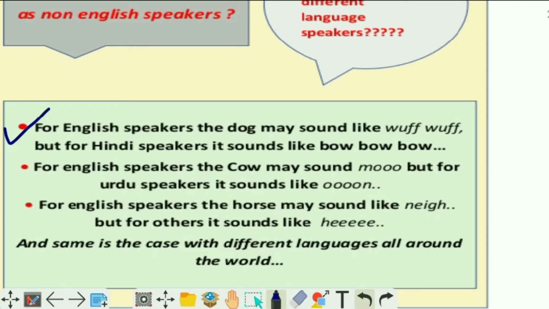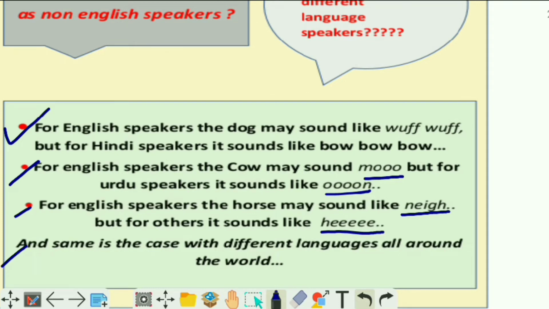In the same way, for English speakers, the cow may sound like moo, like this, but for Urdu speakers, it sounds like this. It means different language speakers perceive animal speech sounds differently. For English speakers, the horse may sound like neigh, but for others, it sounds different. And the same is the case with different languages all around the world.